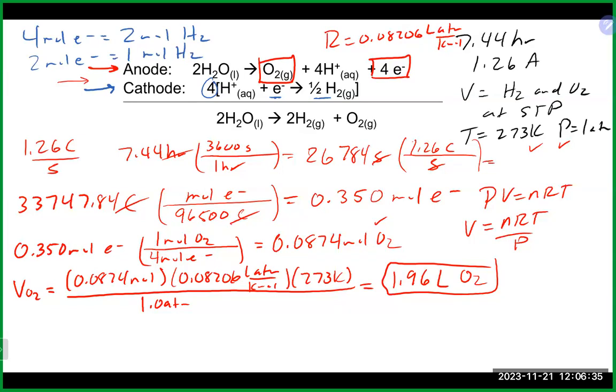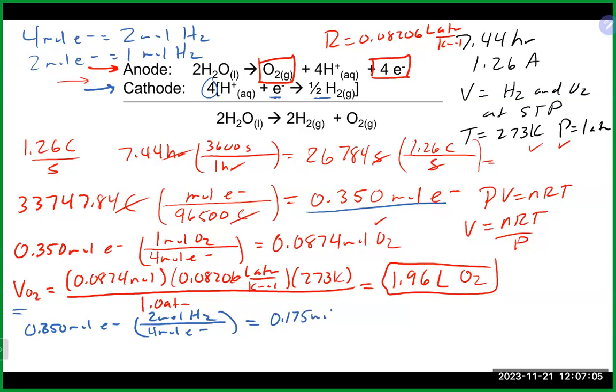So we're going to pick back up here, though, with our moles of electrons for our hydrogen. So we'll go 0.350 moles of electrons. We'll use our relationship, whichever one you want to use there, 4 moles of electrons to 2 moles of H2, our 1 to 2. And we will end up here with 0.175 moles of H2 in this case.